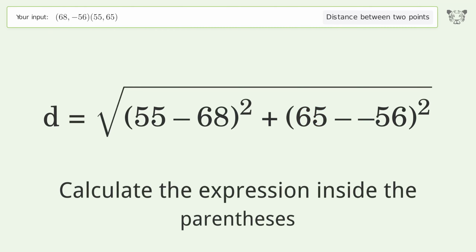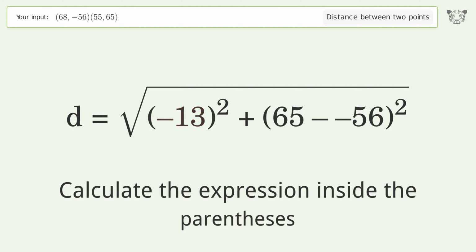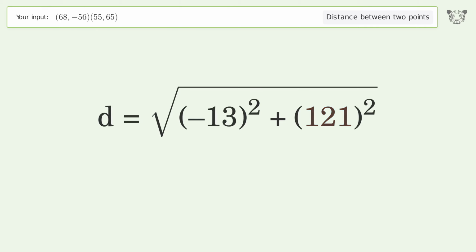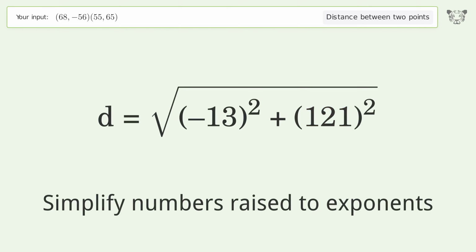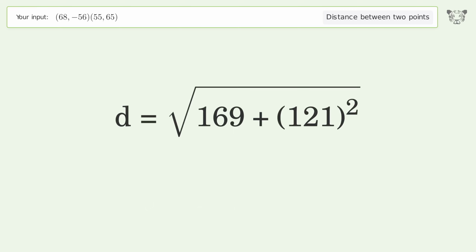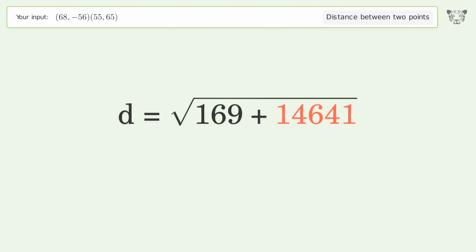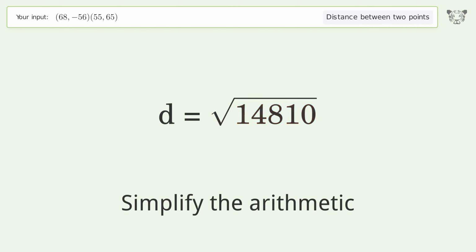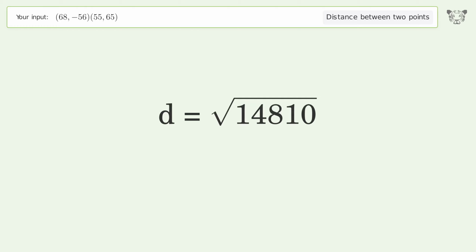Calculate the expression inside the parentheses. Simplify numbers raised to exponents. Simplify the arithmetic. And so the distance between the 2 points is the square root of 14,810, or 121.696.